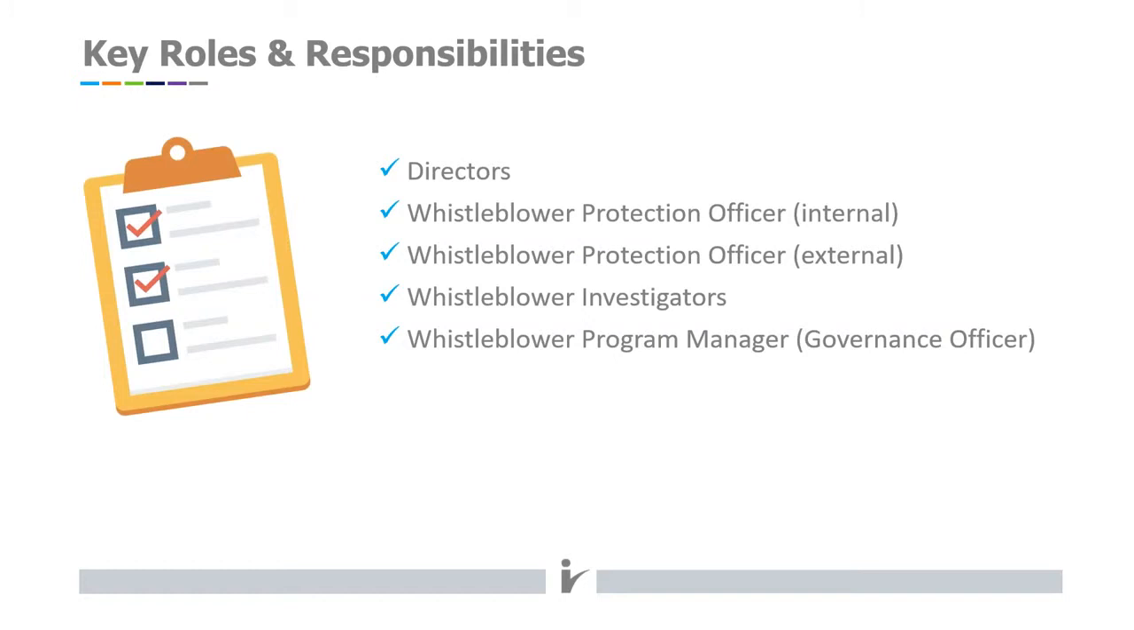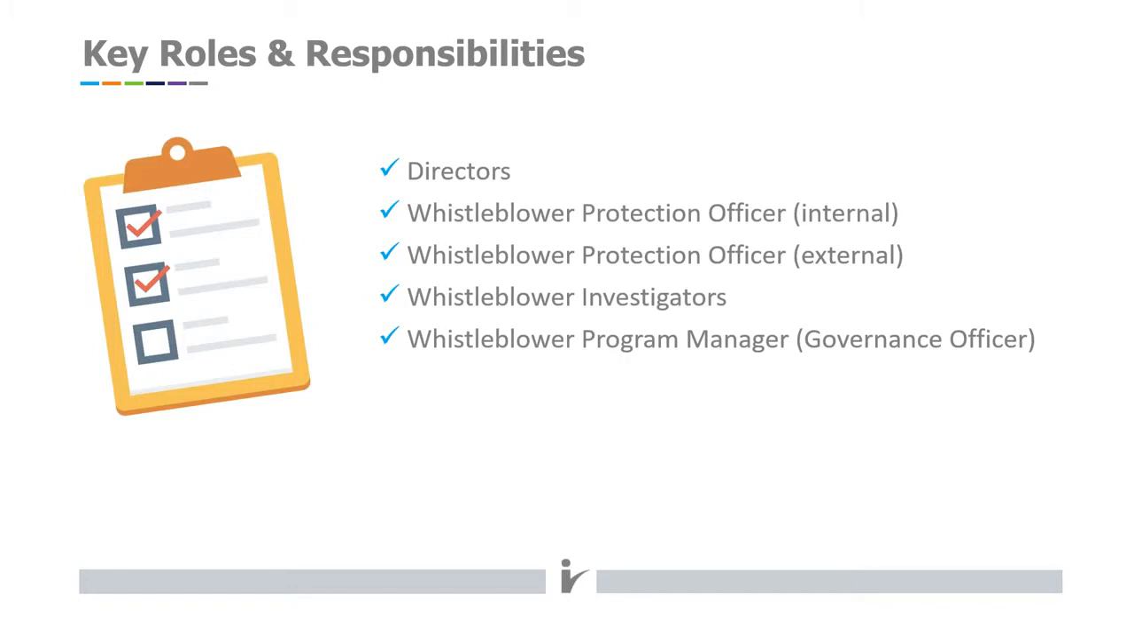We touched on that before when we said that they need to really approve the program, and also the key whistleblower protection officers, the people that are actually authorised to receive disclosures. They can be internal or external. Whistleblower investigators are really, really key, because you're going to have a range of investigators investigating different things based on the type of disclosure that's been made.